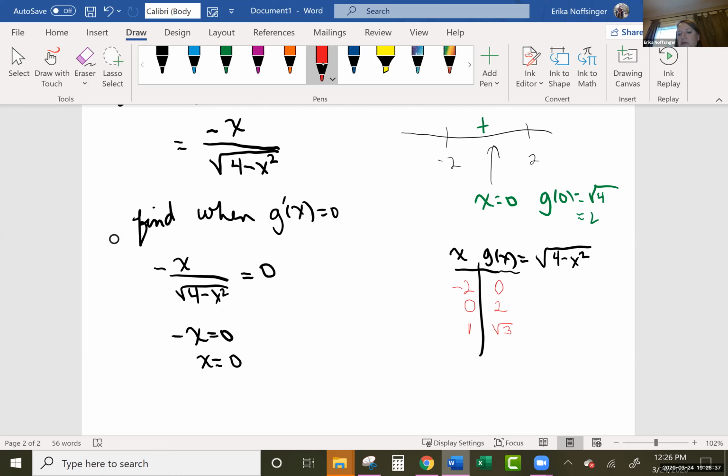So now the square root of 3 is less than 2. And so I know my y value of 2, that is the max. And the minimum, so the y value that gets me the smallest, is at 0. And so this is where the min occurs.